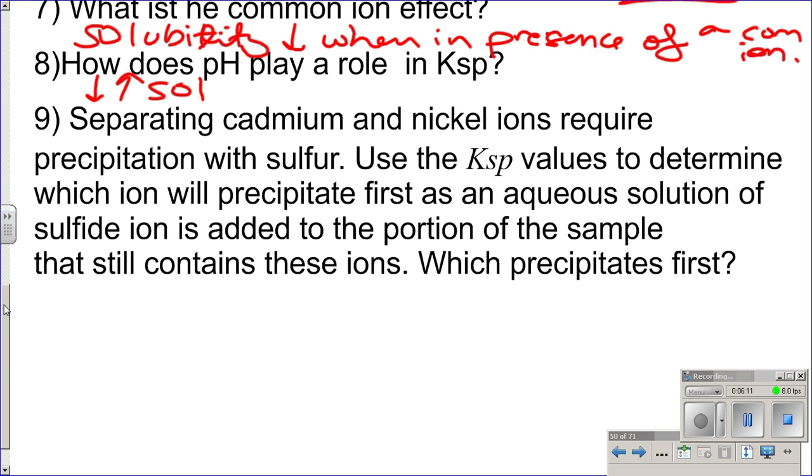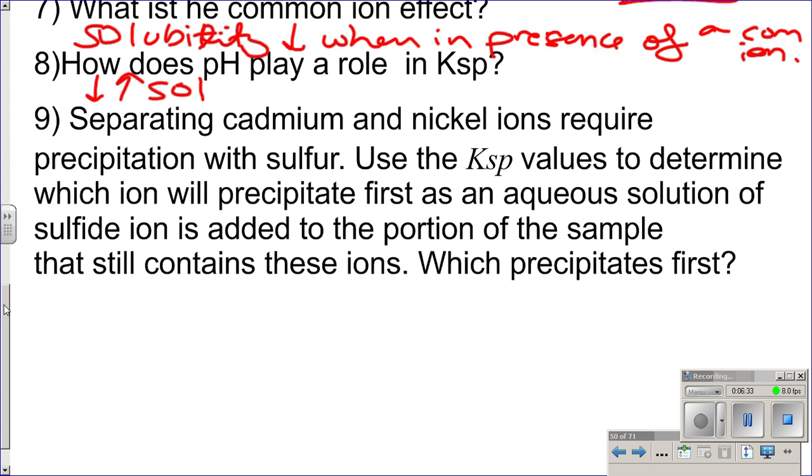This was one of the last questions on the actual reading guide itself. Separating cadmium and nickel ions requires precipitation with sulfide. Use the Ksp values to determine which ion will precipitate first. As an aqueous solution of sulfide ions is added to a portion of the sample that still contains these ions, which precipitates first?